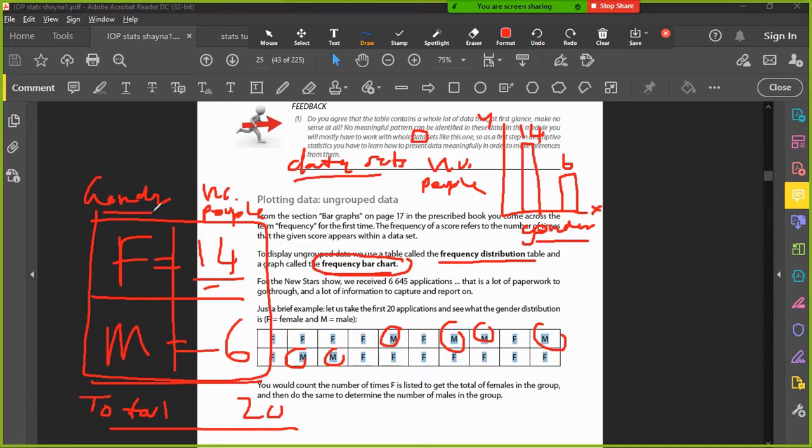Gender, it's either male or female. Color, blue or red, red or green. Those are colors. Colors would be separate as well. So it just depends what you're looking at. Right, okay.